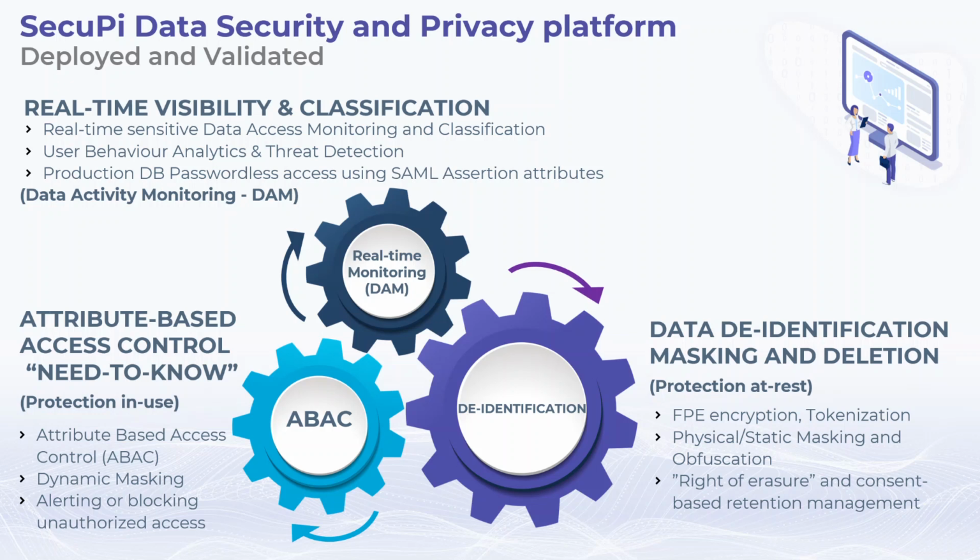The second component of the SecuPi data security platform is fine-grained authorization. This is where we decide if a user can or cannot do something to that data. That can start with getting access to a database in general, going all the way to can you get access to a specific column or a row within a database. The third component of the SecuPi platform is the data de-identification, masking, encryption, and deletion. This is where we can change data with encryption, masking, tokenization, and we can actually delete it. We're going to talk about that in the next few slides.